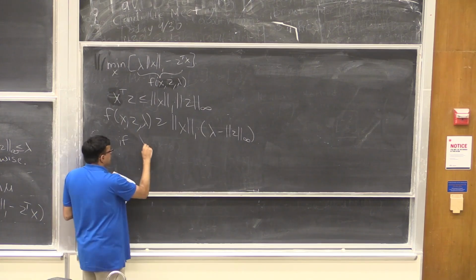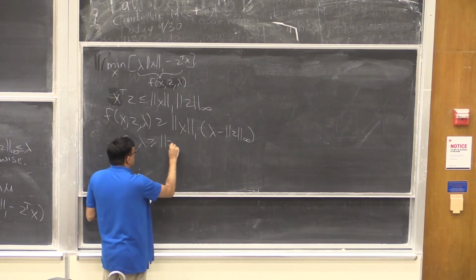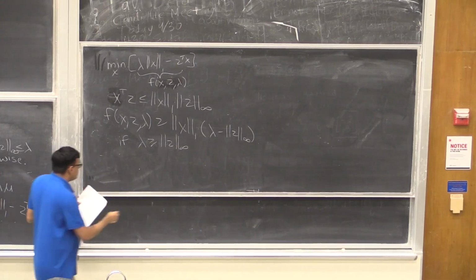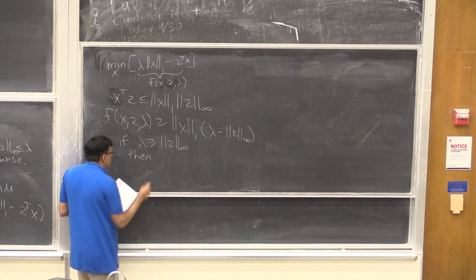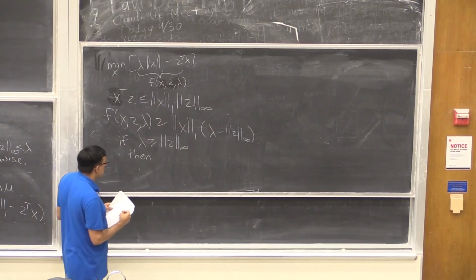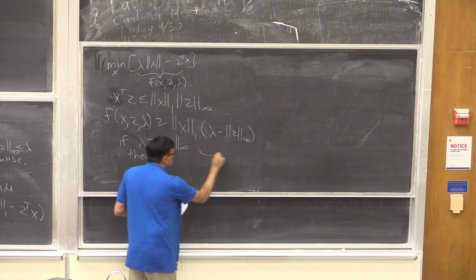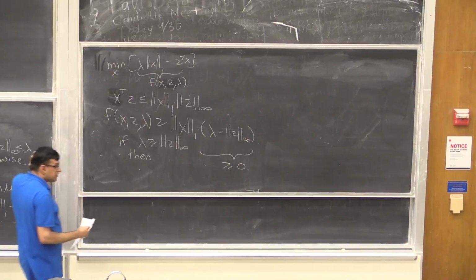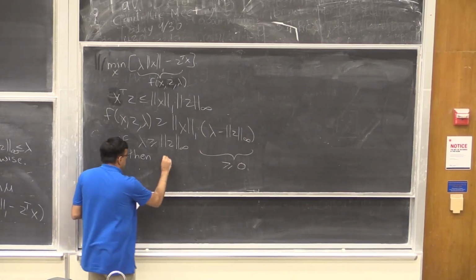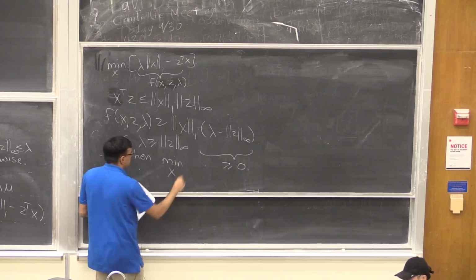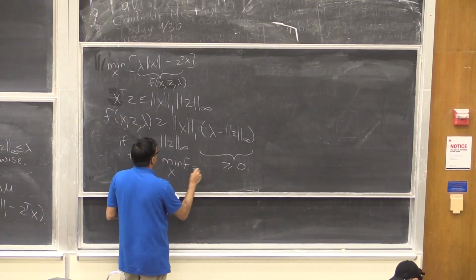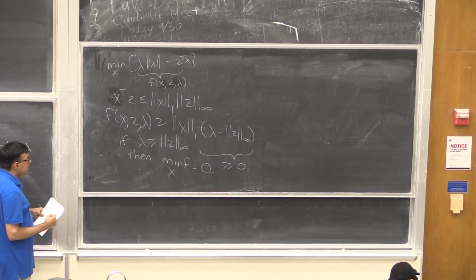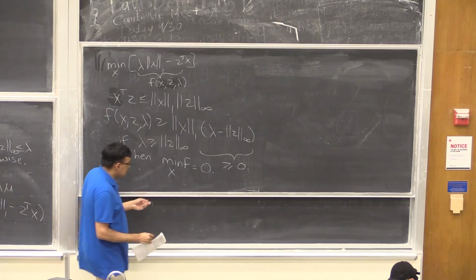Okay? So first, suppose that lambda is greater than or equal to infinity norm of z. Then this thing is greater than or equal to 0. And because that's greater than or equal to 0, min over x of f is just equal to 0, because you can meet this with equality by picking x equals 0.